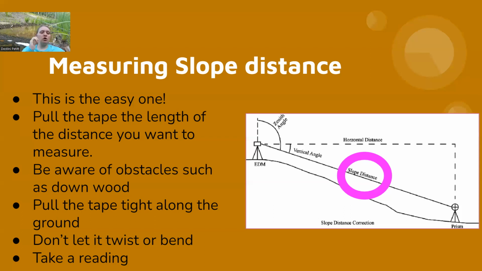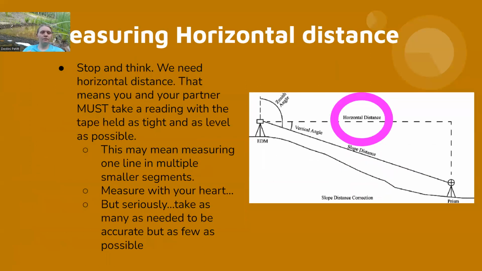So you're going to pull the tape along the ground, right along the ground itself. Make sure that the tape measure doesn't twist or bend, because any twisting or bending or any looseness in the tape measure will change the measurement, right? So let's make sure it's a tight tape measure, make sure it's a straight tape measure that doesn't have any twist or bends in it, and then we can take a reading from there.